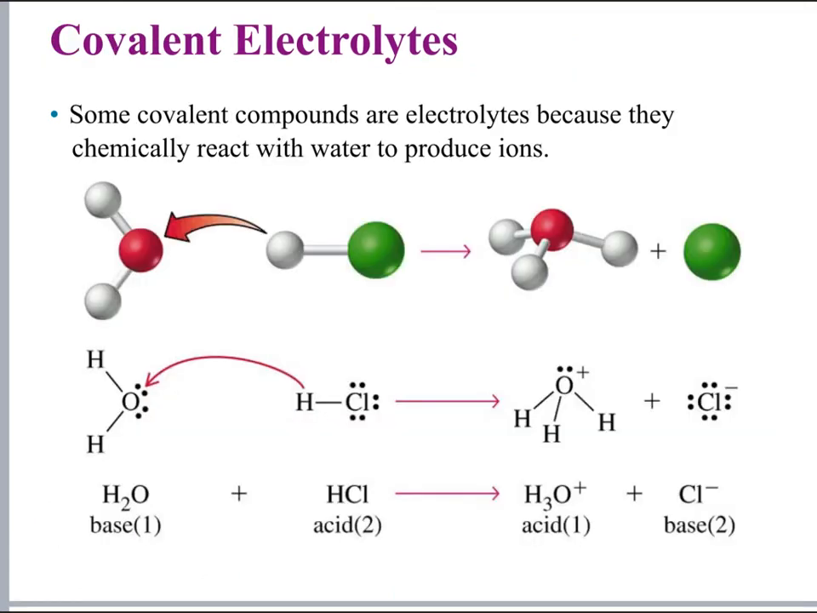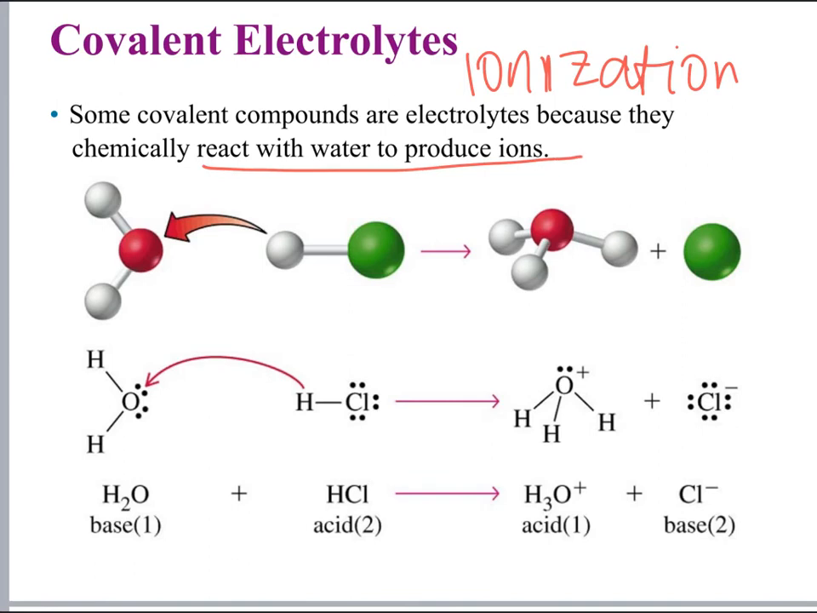We also have covalent electrolytes. So covalent electrolytes are basically, you know, molecular compound electrolytes. Now, whenever these react with water, or are in water, I should say, they don't dissociate. They do something called ionization. And again, this is actually from chapter, I believe, 4, Chem 1. But they react with water to produce ions, and that's what we call ionization.